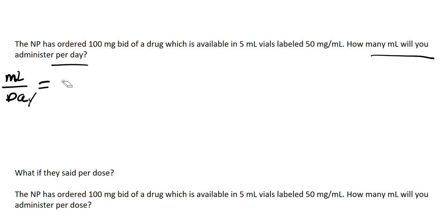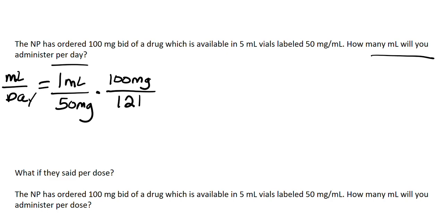So 1 milliliter. Get my pen. 1 milliliter to 50 milligram. Ordered is 100 milligram, BID. So 100 milligram, 12 hours. Right? BID, twice a day. It's 24 hours in a day.